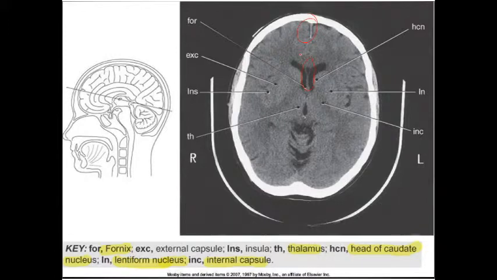Falx cerebri, septum pellucidum, frontal horn of the lateral ventricles, lateral fissure, third ventricle, cerebellum, then we have the thalamus, located just beside the third ventricle, the internal capsule being just to the side, head of the caudate nucleus, which is causing the indentation here of the lateral ventricles, which gives it that teardrop shape. And then the fornix right here.